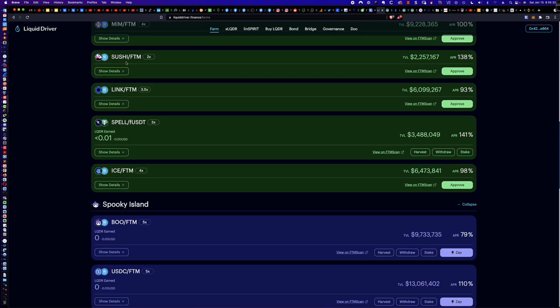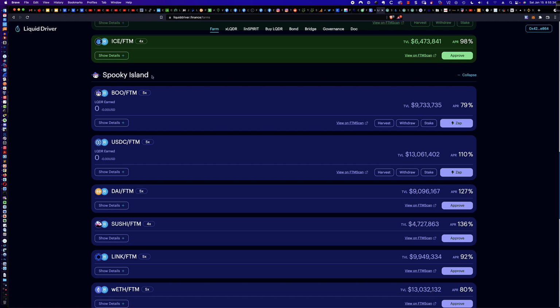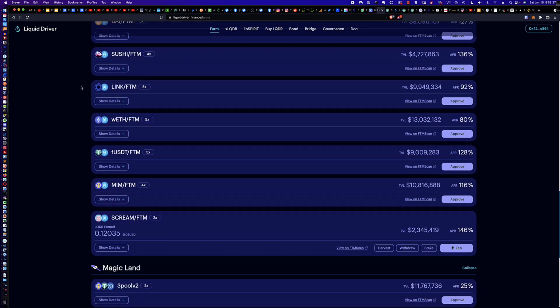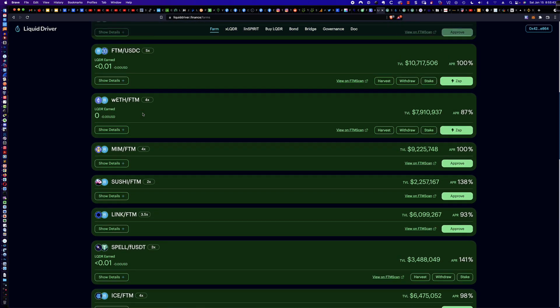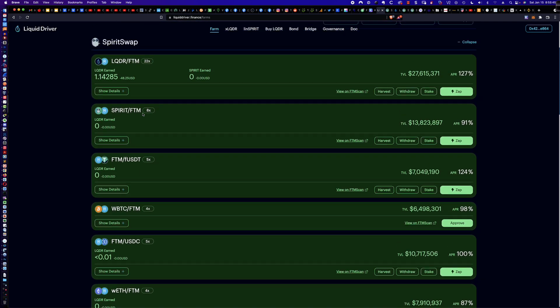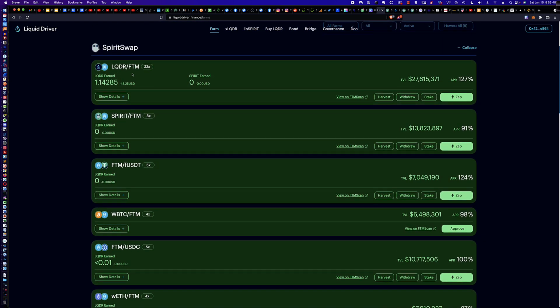If I was to scroll down a little bit further, you can see that we've got some here, Spooky Island, or if you were to come, that's the Boo token. There's Magic Land, and here are the Beethoven pools, right? So we've got some different options to choose from. I initially showed you how to do the LQDR FTM pool.